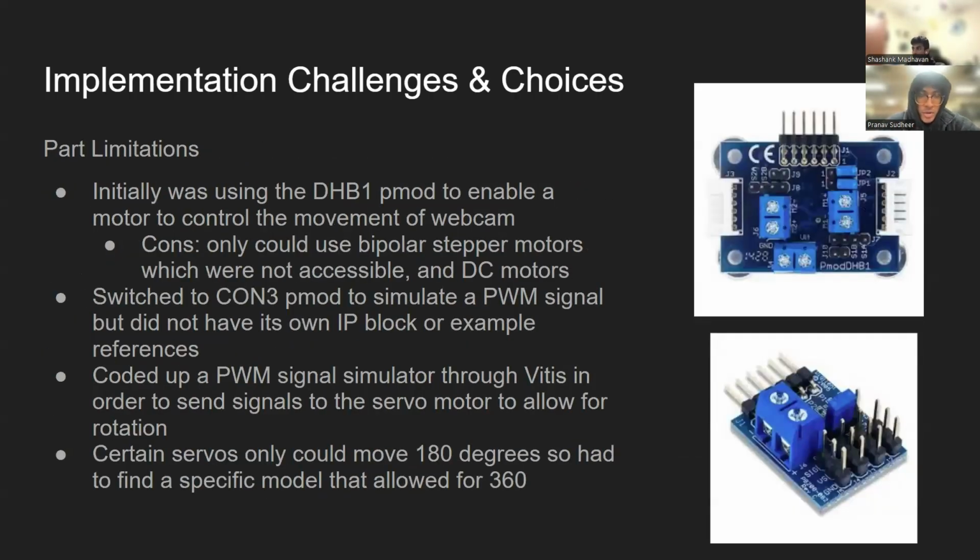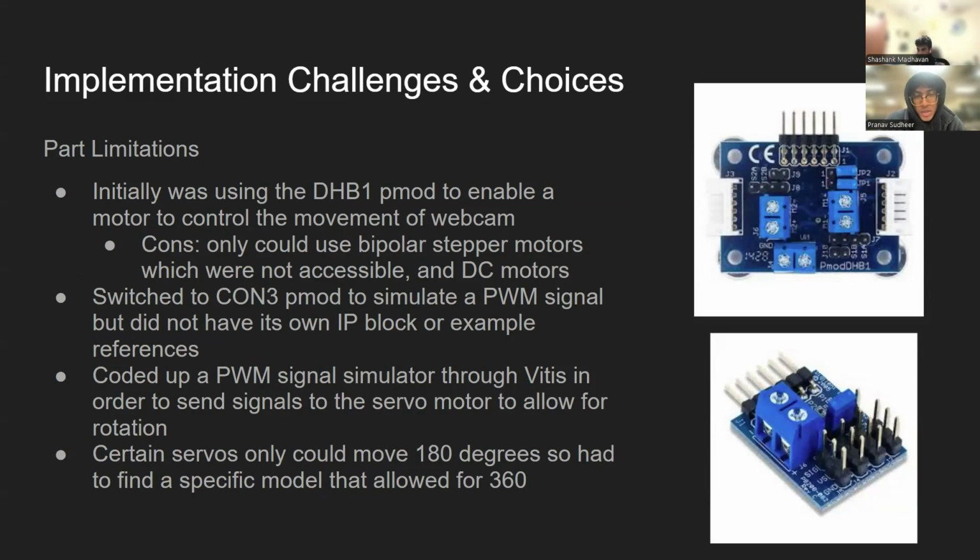All right, yeah. So another challenge, I guess we can say, and the choices that led from that challenge was certain part limitations. Because we were using a motor, there were two options. Originally, there was the one that we were looking at, which was the DHB1 PMOD, and that allows you to control a motor based on the speed and so forth. And there was example coding, so everything about that.